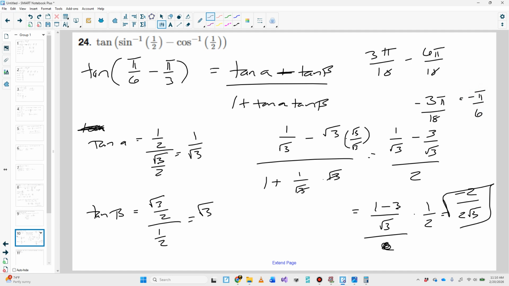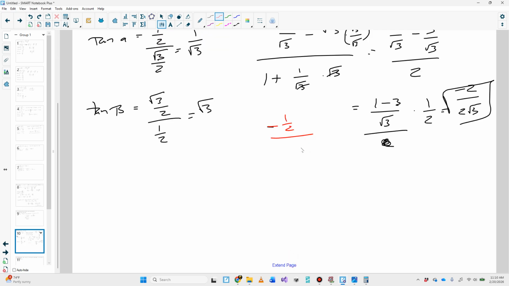So whatever tan of negative pi over 6 is, well, we can get the exact answer to that one because negative pi over 6 is just 11 pi over 6. And that answer is negative 1/2. Just write this down here. I'll write this in red, actually. That answer is negative 1/2. Let's extend this page a little bit. Divided by the square root of 3 over 2. And that's just a negative 1 over the square root of 3.